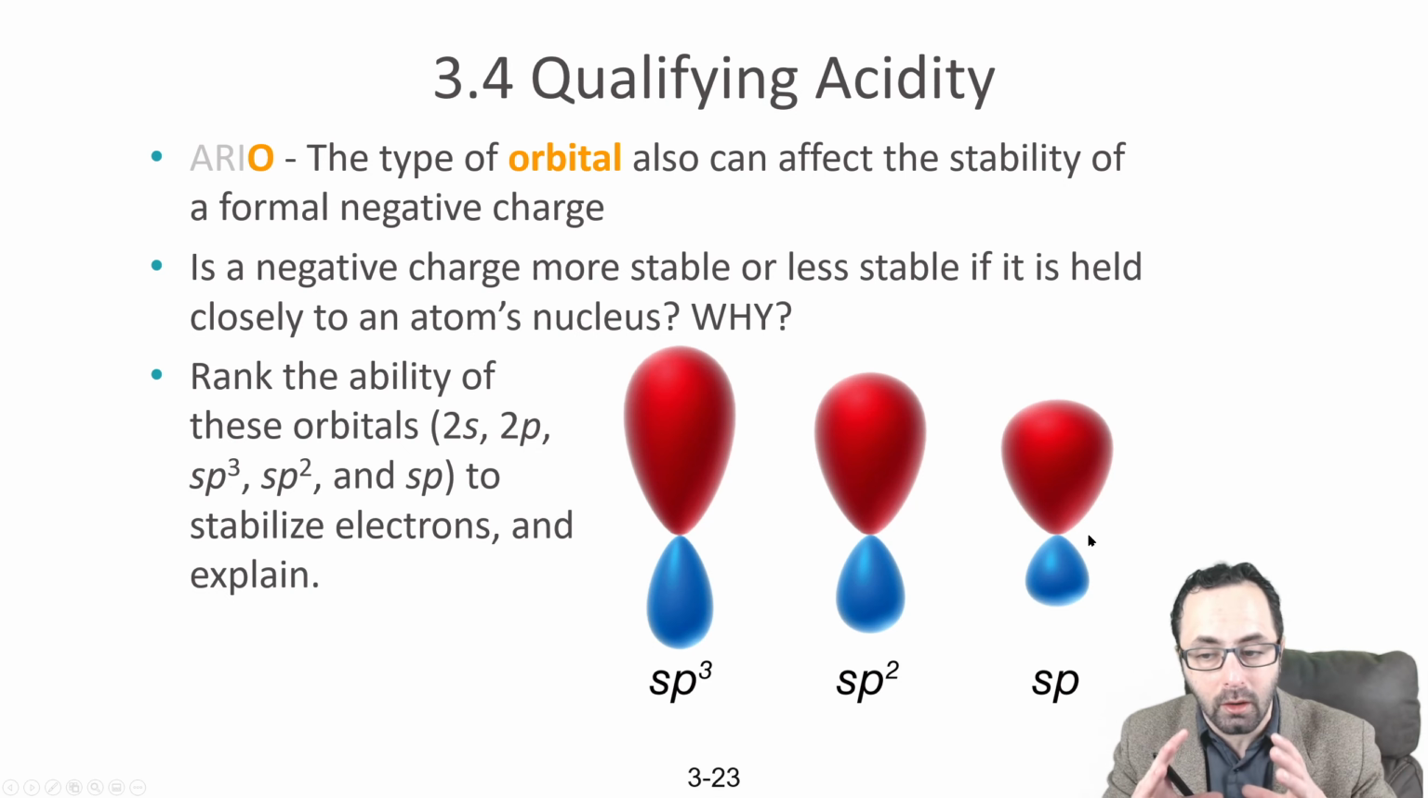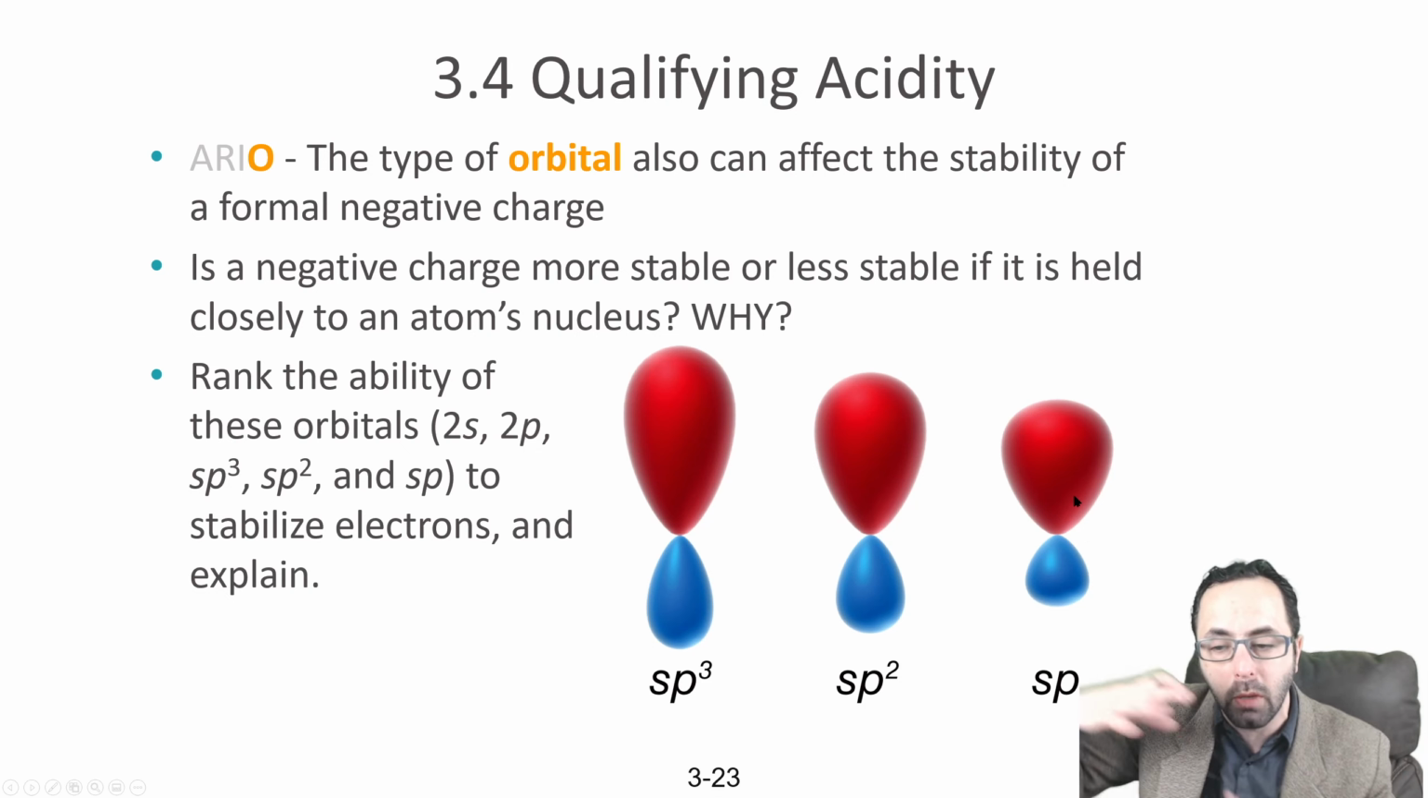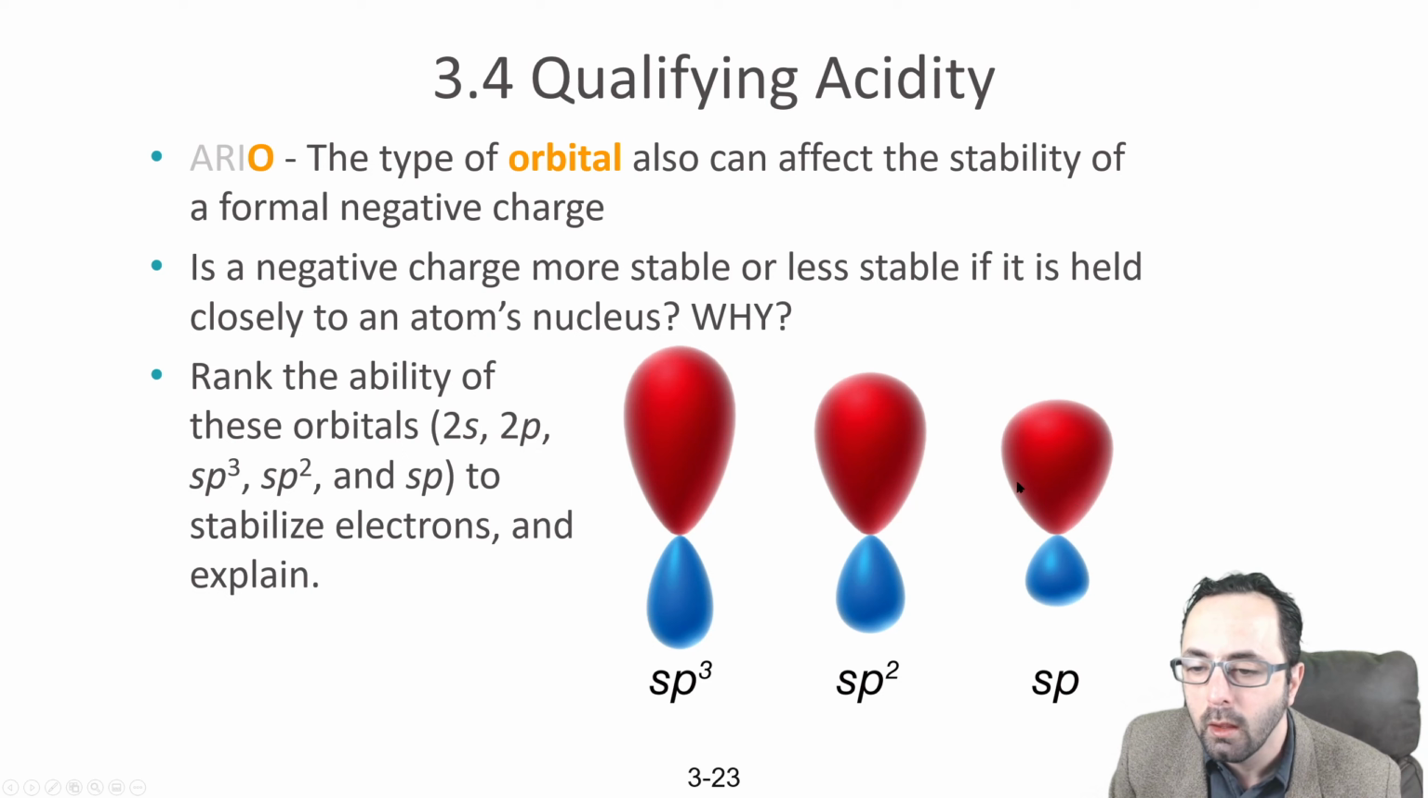The s is spherical and smaller. The p is dumbbell shaped and more spread out. So having these electrons in an sp orbital is more stable than having them in an sp2, and more stable than having them in an sp3. And the reason is because those electrons will be closer to the nucleus, and so they'll be held on to more tightly, which stabilizes these charges.